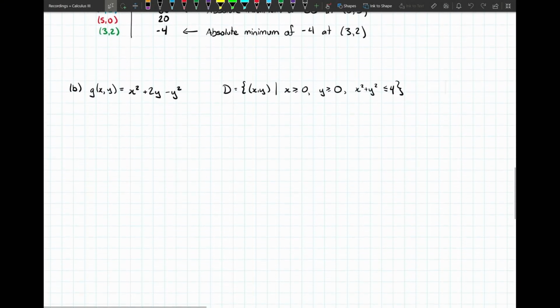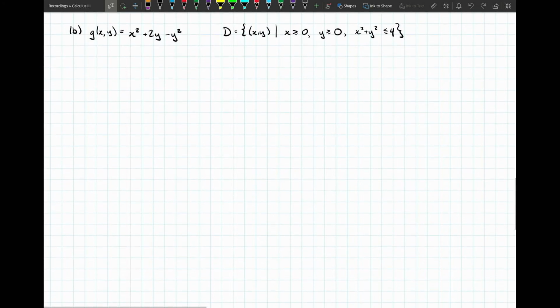Our next function is g of x comma y, and it's going to be x squared plus 2y minus y squared. And this time our region is D, which is still actually just in quadrant 1. X must be greater than or equal to 0. Y must be greater than or equal to 0. However, x squared plus y squared must be less than or equal to 4. You might recognize that that boundary, x squared plus y squared equals 4, is a circle of radius 2.